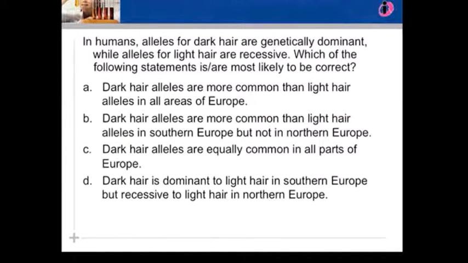Why don't you take a moment, think about that, and apply it to this question. In humans, alleles for dark hair are genetically dominant, while alleles for light hair are recessive. Which of the following statements are most likely to be correct?